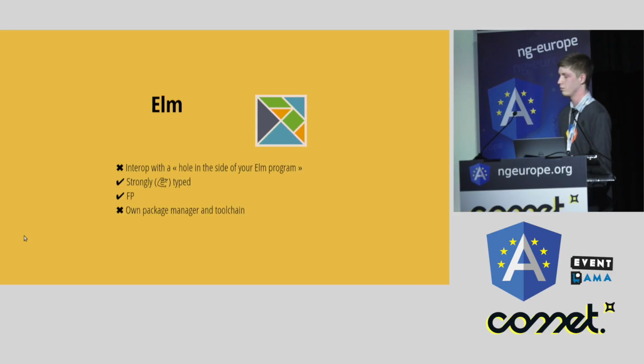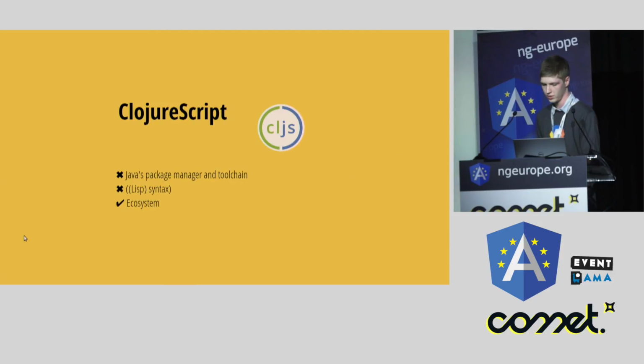You have also some alternatives like Elm, which is kind of like Haskell. It's great, but if you want to interoperate with JavaScript, it has a very small API. They describe it as a hole in the side of your program. So it's very difficult to interact with actual JavaScript. So it's a blocker for me. Then you have ClojureScript. It's also great, but the blocker is that it uses Lispy syntax. So you have parentheses everywhere, which if you are not used to this, it's very difficult to get into. So it's also a blocker for me.